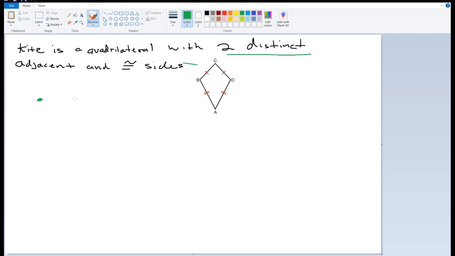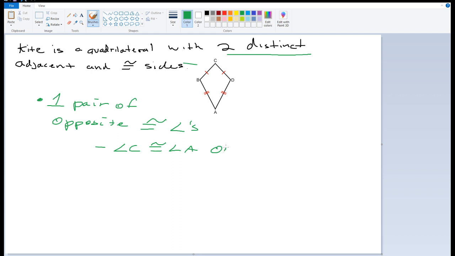In a kite, we can also say that there's only one pair of opposite and congruent angles. So we have angle C is congruent to angle A, or we can say angle B is congruent to angle D, but not both. So it's either one or the other.